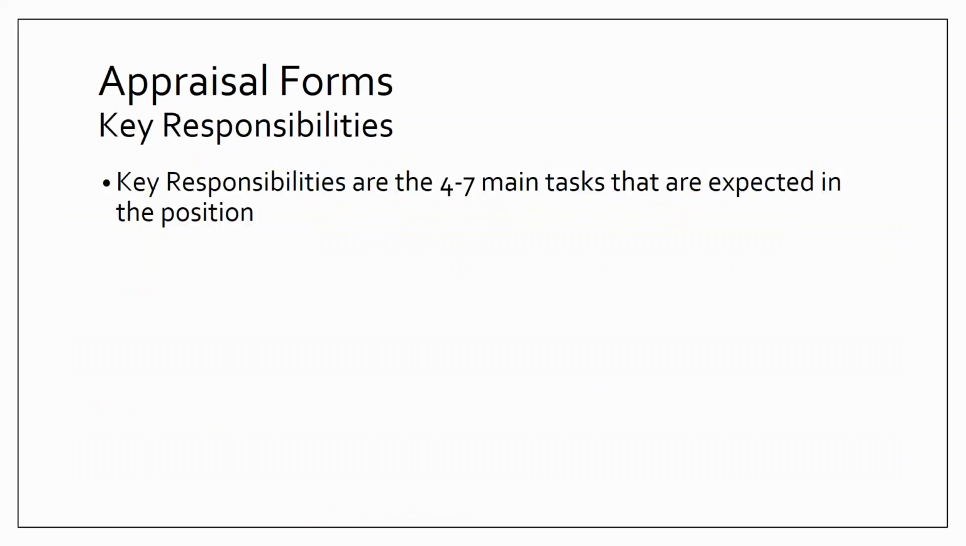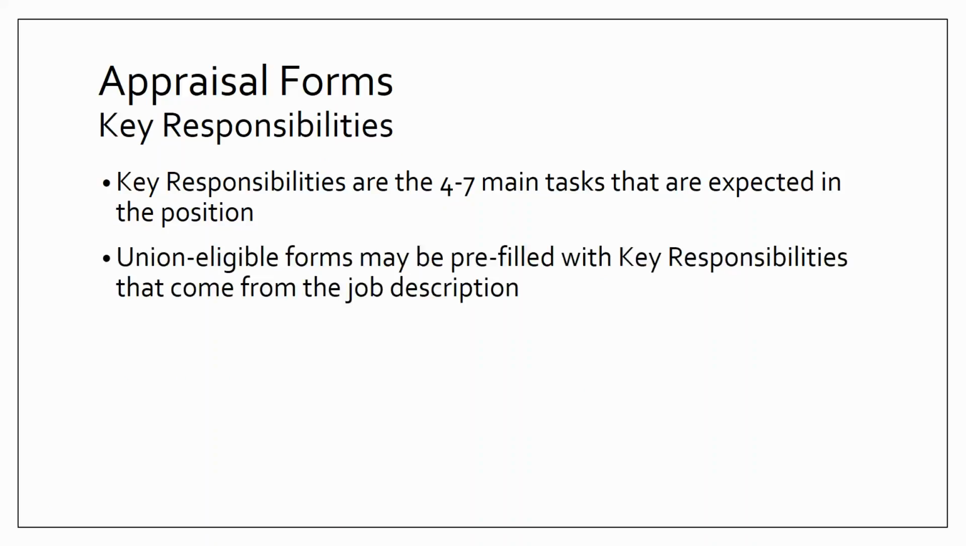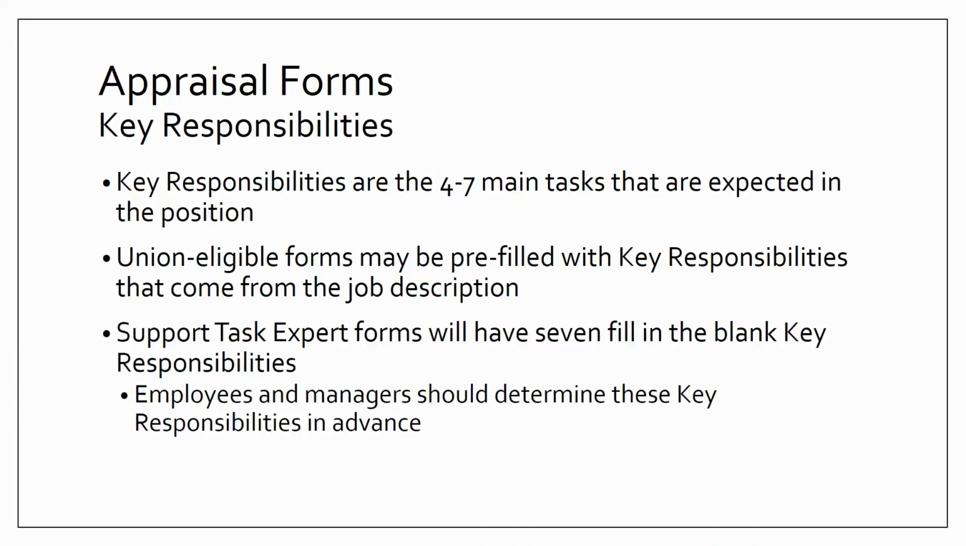Discussing key responsibilities in more detail first, they are the 4 to 7 main tasks that are expected in the position. Union-eligible forms will have pre-filled key responsibilities based on the job description. Support task expert forms will have 7 fill-in-the-blank key responsibilities. These should be discussed between the employee and manager and determined before the appraisal begins. If you need assistance identifying key responsibilities, there are resources available on your campus's Human Resources website.